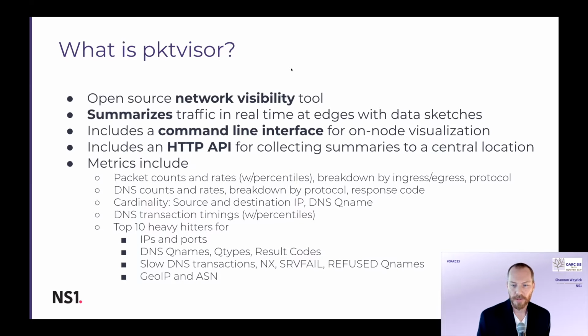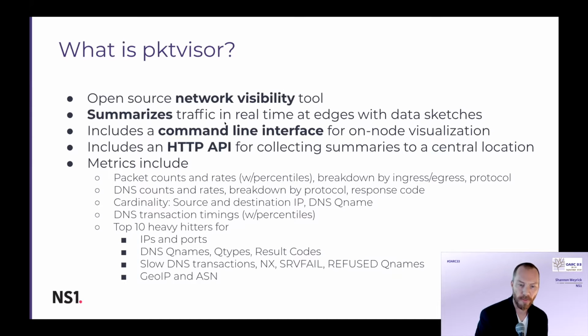And there's 2 different ways that it presents the summary information. So it includes a command line interface, and this lets you be directly on a node and in a terminal program and updating, watching the information in real time. And then it also exposes an HTTP API, and this is used for collecting the summary of information to a central location. And this is so you can get that global view of all the nodes that you're monitoring back into a central database and do graphing with something like Grafana, for example.